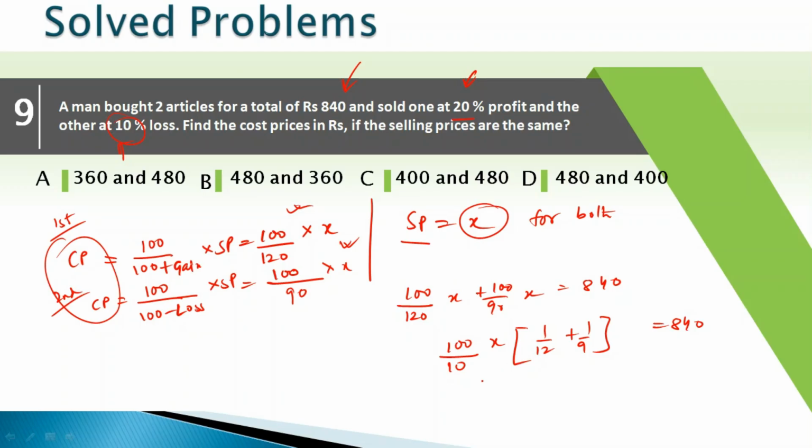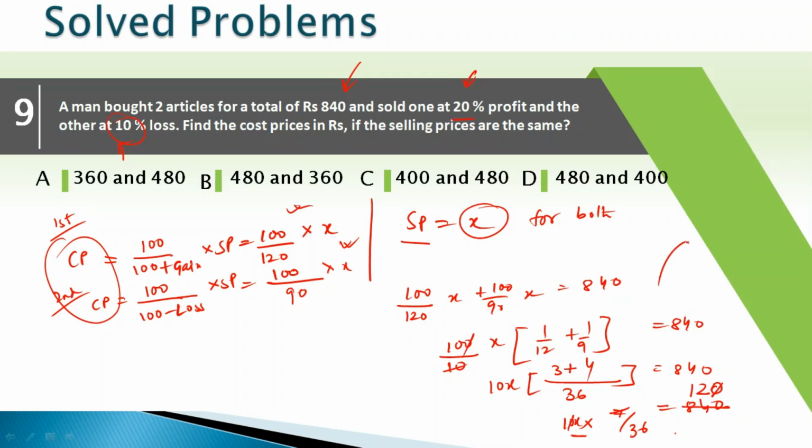So here comes down to 10x, and here if we do the LCM, what would be the LCM for this case? It's 36. 12 threes are 36 and 9 fours are 36. So it comes down to 7 by 36, 10x, and here we have 840. 7 cuts down 840 to 120, because 7 12s are 84. Now 10 gets cancelled out. Now what we get? x by 36 equals to 12. Then x is 12 into 36.